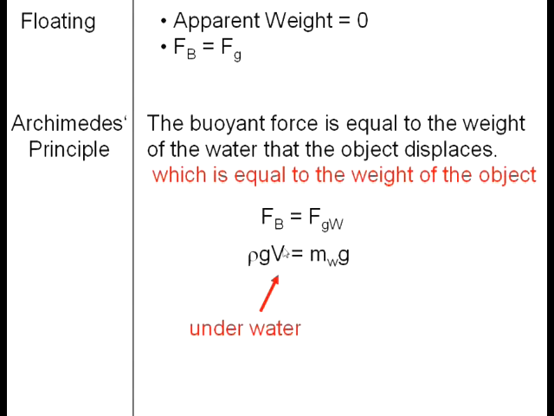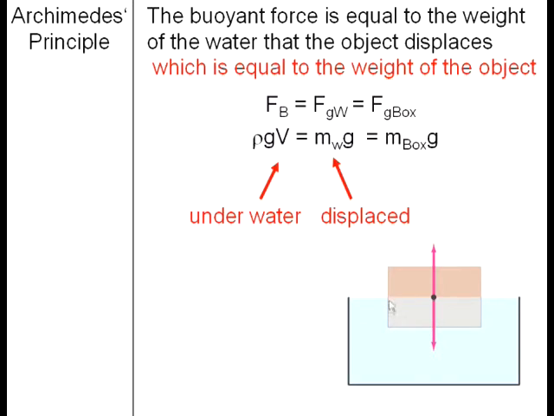Remember that this volume is the volume that's underwater. It's not the entire volume of the object. And then this is the mass of the water that is displaced, that same volume of water, because this volume is displacing this mass. So if the object's floating, this is also equal to the weight of the box, which would equal m times g for the box.